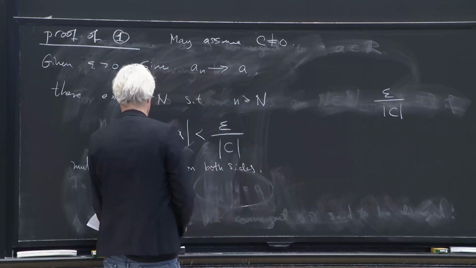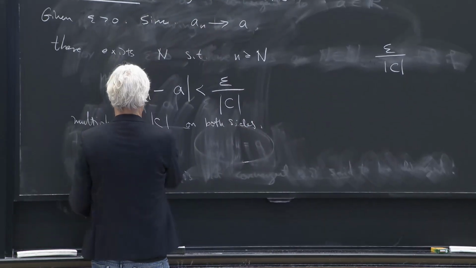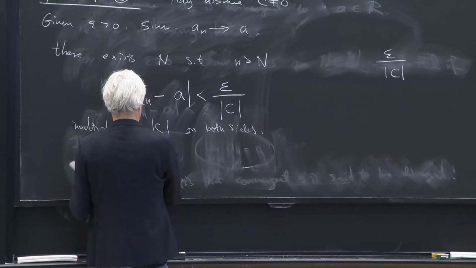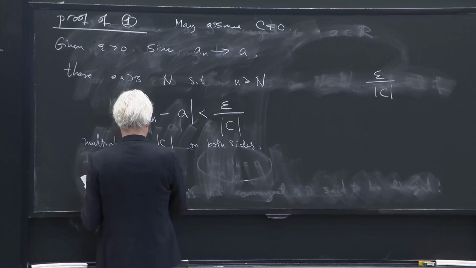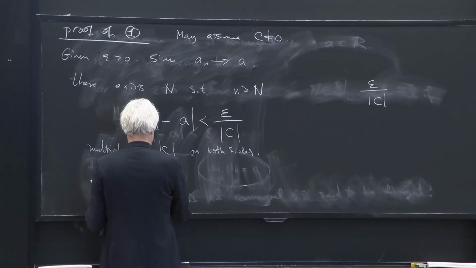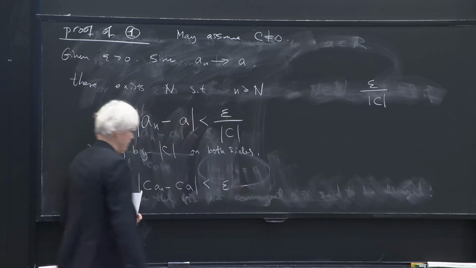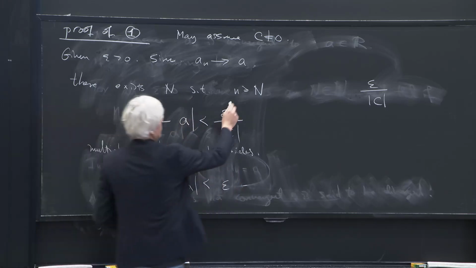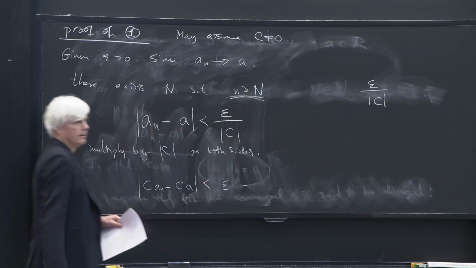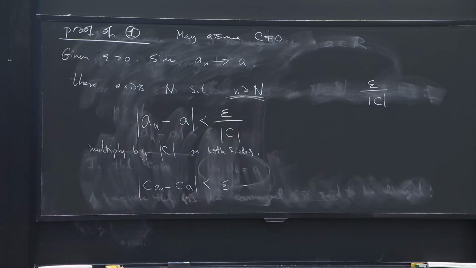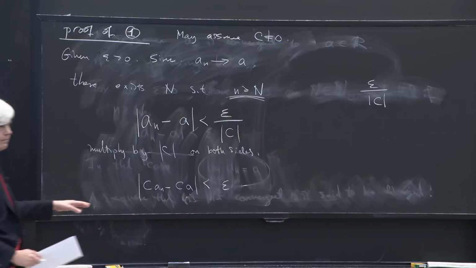And so if we do that, then this here pops in, right? It actually goes in as C times An minus C times A is less than epsilon. And this is as long as this little n is bigger than that capital N. This is exactly what we wanted to prove, right?